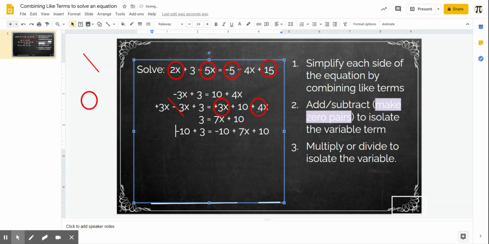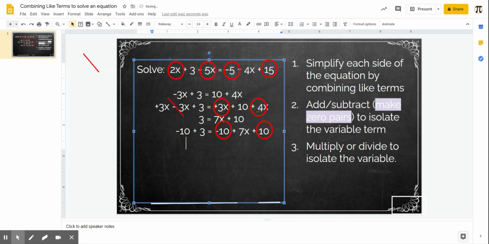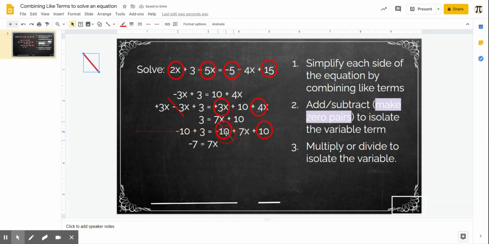I see that a negative 10 and the positive 10 together make a zero pair. Then over here, negative 10 plus 3 is negative 7. And over here, I'm just left with 7x, because negative 10 and positive 10 make the zero pair there.